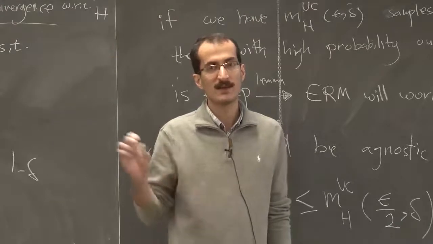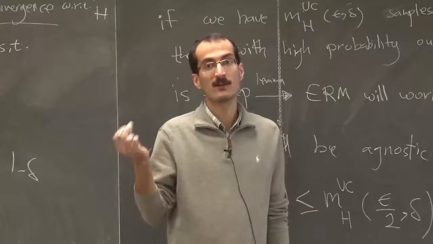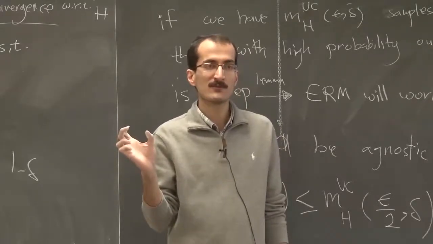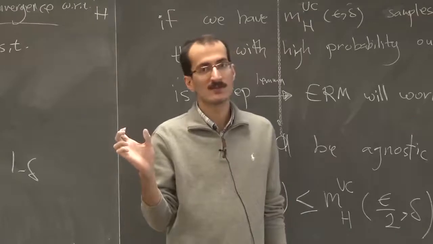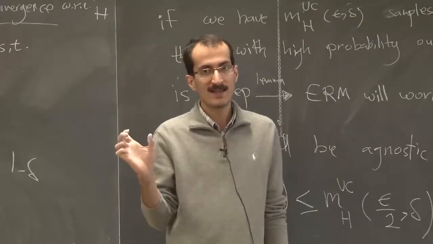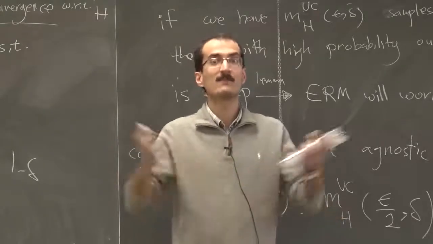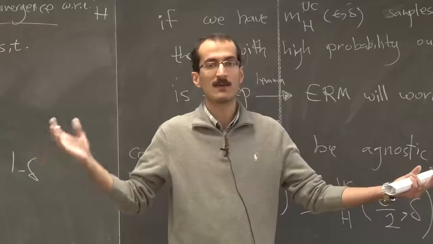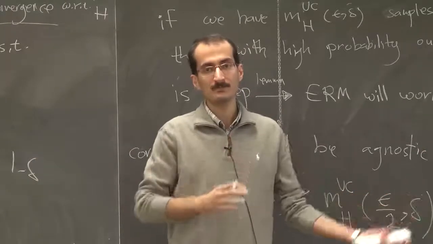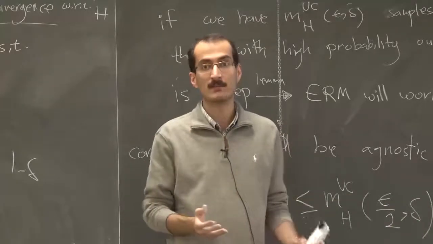So first, I will say what about the case where I have just one hypothesis in my class, and I want to make sure that its true error is close to its empirical error? Then I will extend the result to the case where I have multiple hypotheses in the class, and I want them to be close to their true error at the same time.